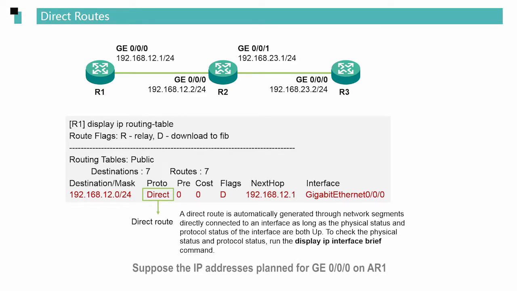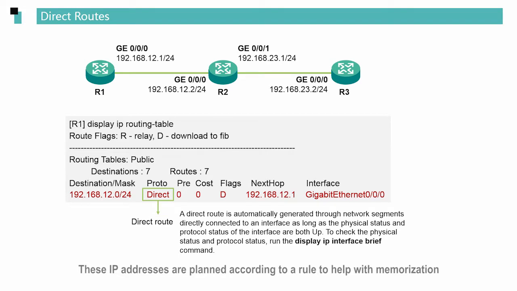Suppose the IP addresses planned for GE0/0/0 on AR1, GE0/0/0 on AR2, GE0/0/1 on AR2, and GE0/0/0 on AR3 are 192.168.12.1/24, 192.168.12.2/24, 192.168.23.2/24, and 192.168.23.3/24, respectively. These IP addresses are planned according to a rule to help with modernization.